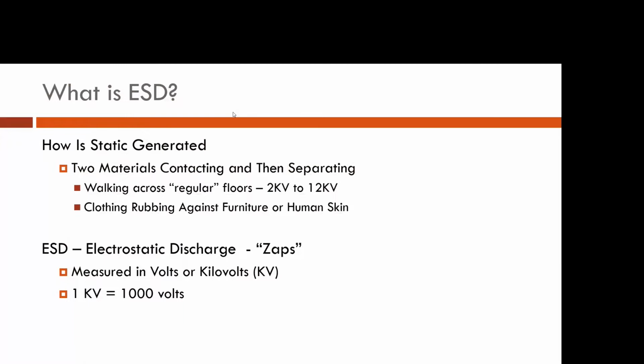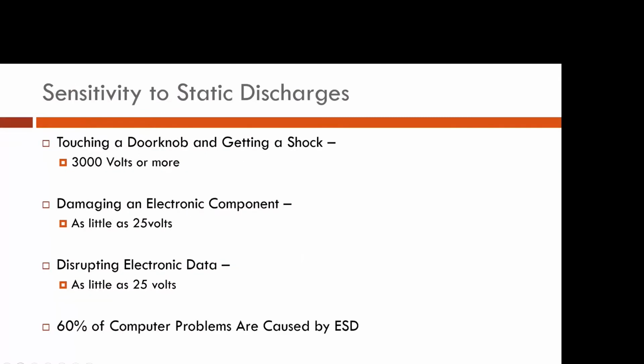So ESD, electrostatic discharge, or what we call ZAPs, they're measured in volts or kilovolts, and 1 kilovolt equals 1,000 volts. Typically in the ESD flooring world, you're going to see things measured in volts. So, again, the greatest example is touching a doorknob and getting a shock. That's generally 3,000 volts. So if you rub your feet in a carpet, you run over and touch your buddy or touch a doorknob and you see that spark, that's 3,000 volts.